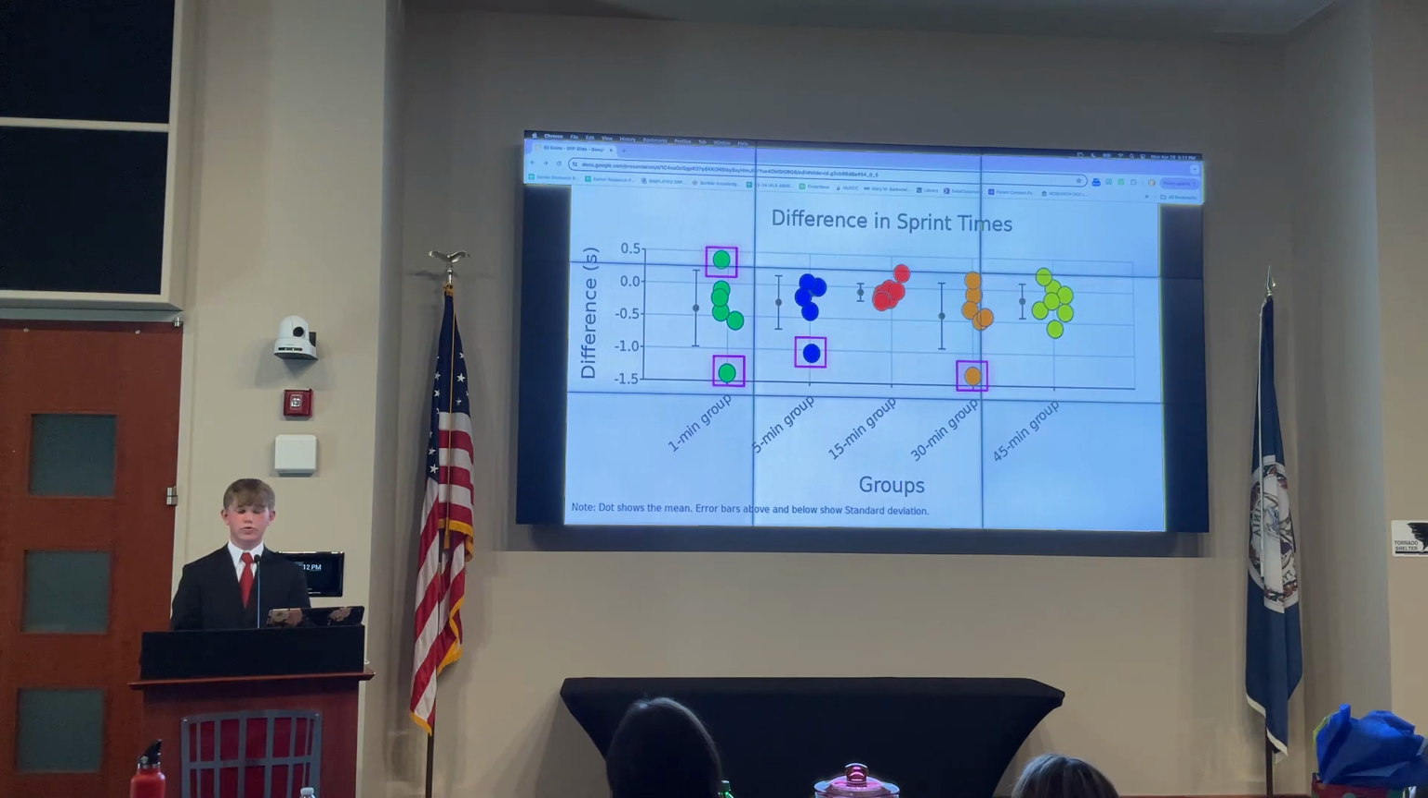These highlighted points represent the outliers in my data. There are 3 points that showed improvements in sprint times by over 1 second, and 1 point showing a worsening time by about 0.5 seconds. These outliers suggest that there are flaws in my study.